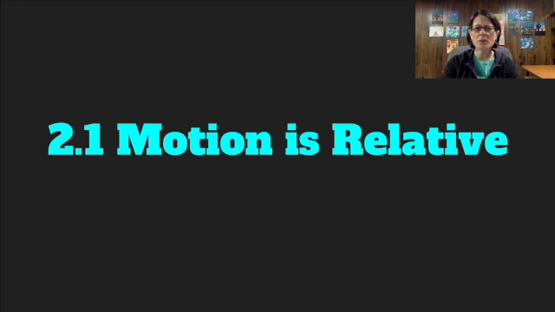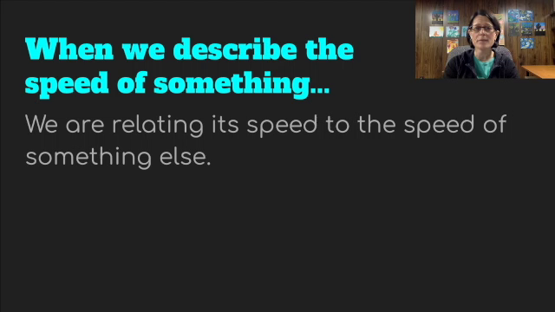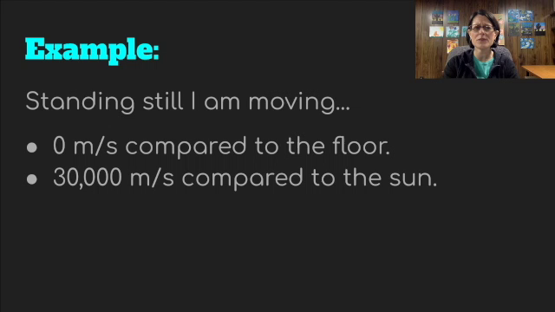So section 2.1 in the book talks about the fact that motion is relative. When we describe the speed of something, we are relating its speed to the speed of something else. An example is when I'm standing still, I am moving 0 meters per second compared to the floor, but I'm moving 30,000 meters per second compared to the sun. So it depends on what you're comparing your motion to.